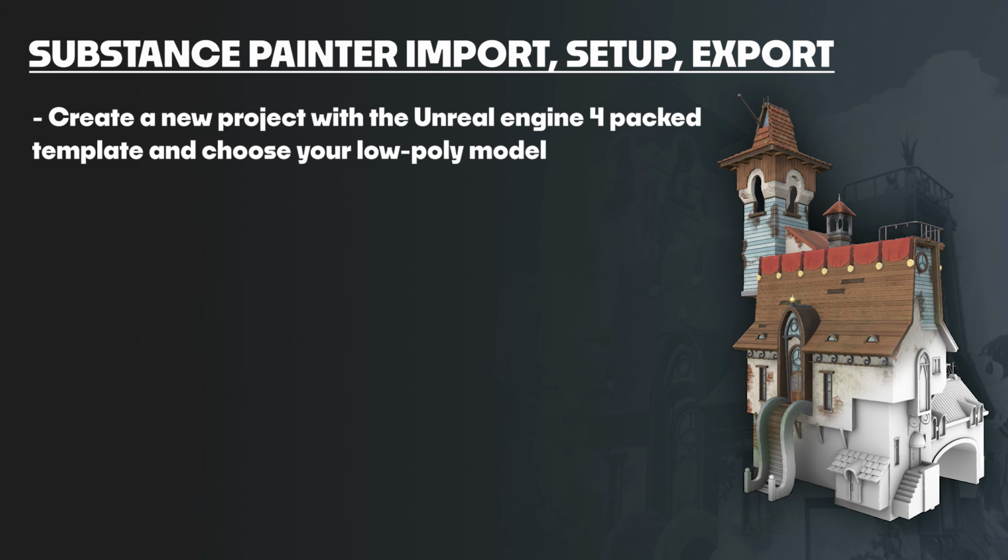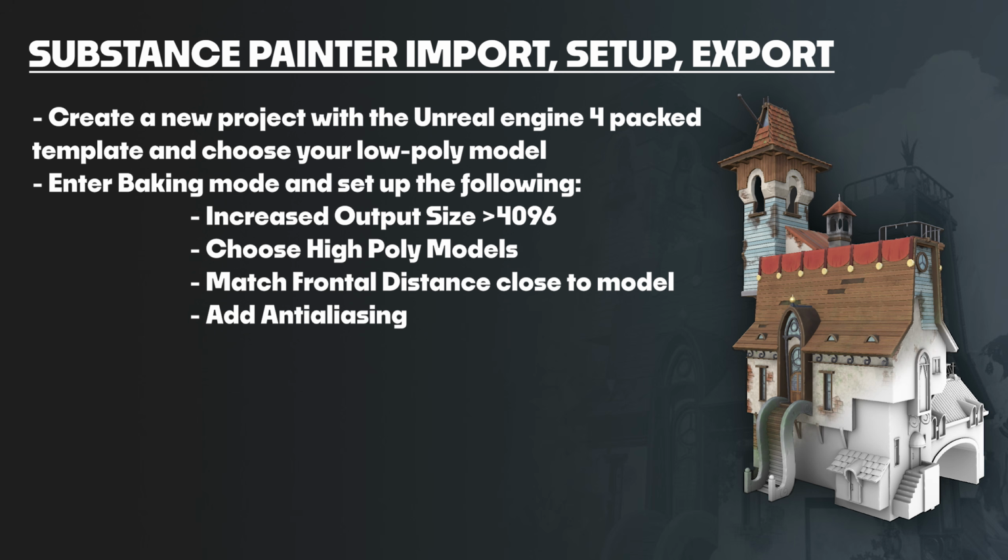In summary, the steps to take in Substance Painter with your models are as follows. Create a new project using the Unreal Engine 4 packed template and choose your FBX file that contains your low poly unwrapped models. Enter baking mode and check out the following settings. You want your output size to be as high as possible. Anything over 4K is pretty good. In the high definition meshes, select any high poly models you're going to use. If you don't have a high poly model for this prop, don't worry, it's still a good idea to bake the mesh maps as you'll still get a lot of data out of them.